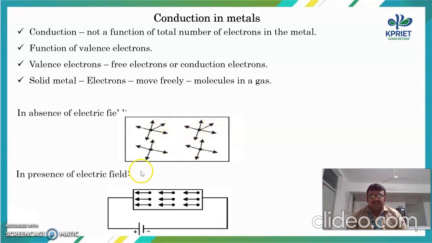Whereas in the presence of an electric field, electrons are gathered in one direction. For example, this is the metallic conductor which is connected to the power supply. If you apply the electric field in this direction, then electrons are gathered in the direction opposite to that of the electric field, and current will be induced in the direction of the electric field.